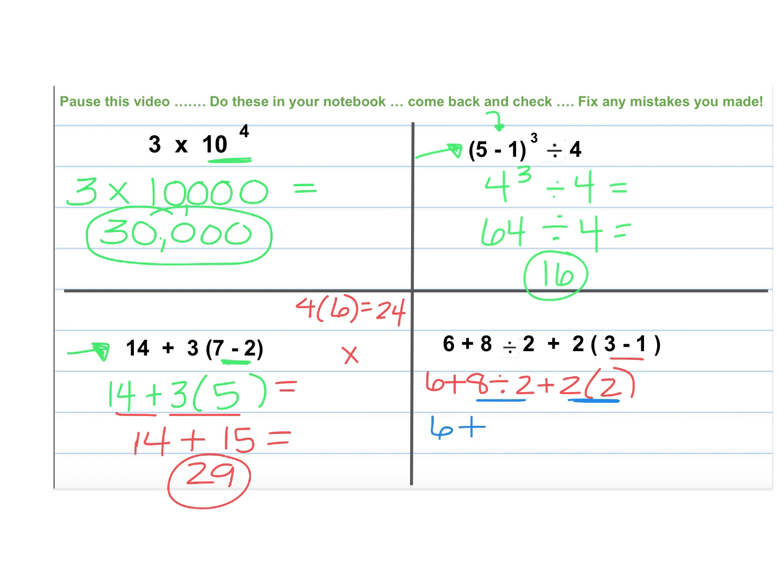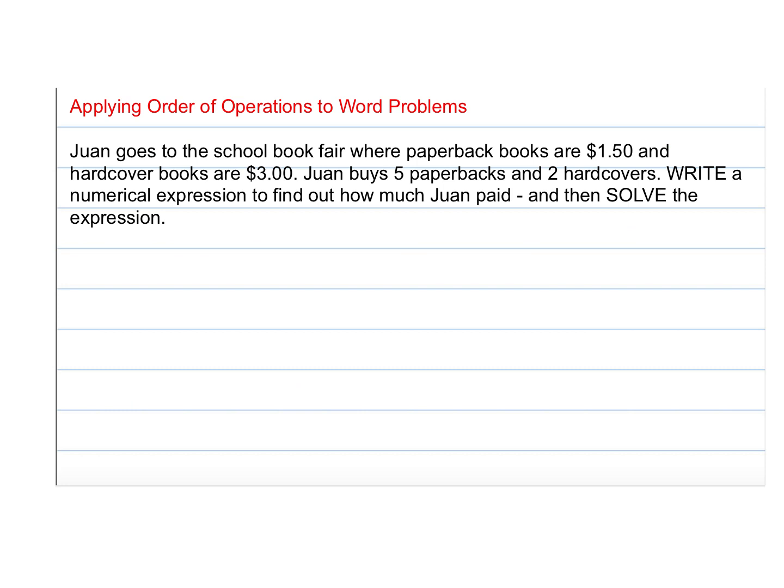So I know that 8 divided by 2 is 4. And then I know 2 times 2 is 4. Because remember, this right here means multiplication. So then I add left to right. 6 plus 4 is 10. Plus 4 equals 14.